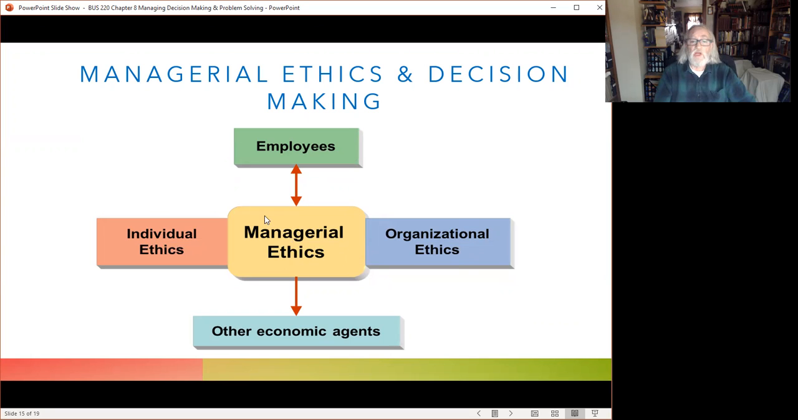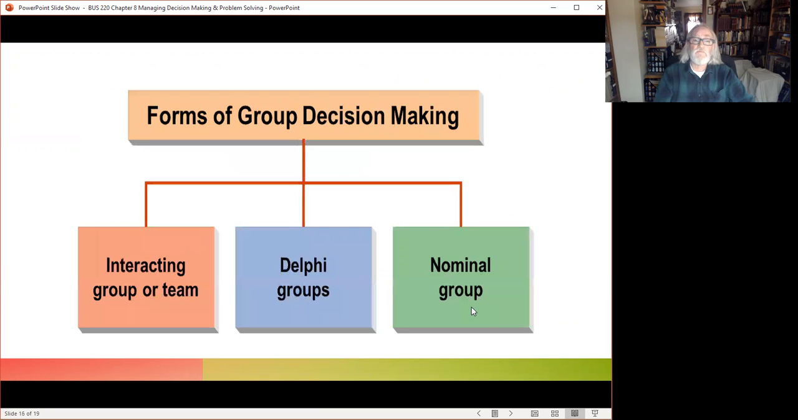So you bring your own ethics, you interact with other people, and then you also bring your ethical stances in your relationships externally with other economic agents like those in your supply chain, your producers and suppliers of parts, and your distributors and the transportation companies you work with, and all those sorts of players.